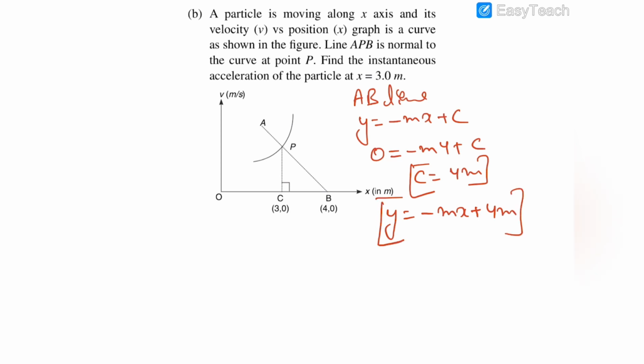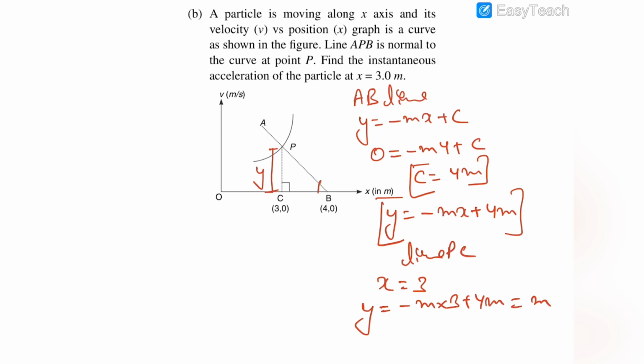Okay. Now the equation of this line PC is x is equal to 3. So these two lines are intersecting at this point. So let us find out the y coordinate of this point. Let us substitute this x value in this equation. So y is equal to minus m into 3 plus 4m. So y is equal to m. Okay. So this is y and this is m. Y is equal to m.